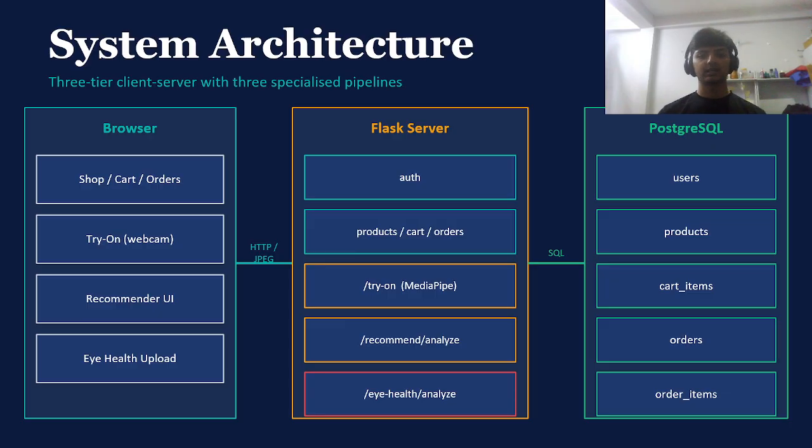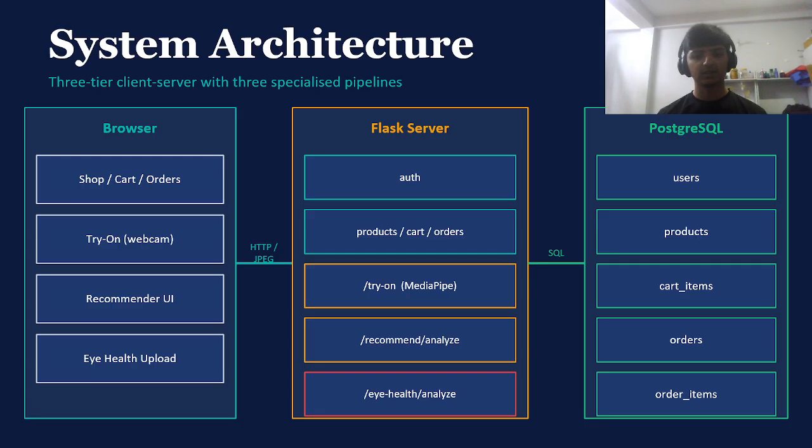The architecture is a classic three-tier client-server design. The browser handles the user interface, webcam capture, and all the user interaction. For the try-on and recommendation flow, the browser captures frames from the webcam, encodes them as JPEG, and posts them to the Flask server by fetch. The Flask server receives these frames, runs the computer vision pipeline, and sends the processed result back to the browser as a JPEG image, which the frontend then displays.